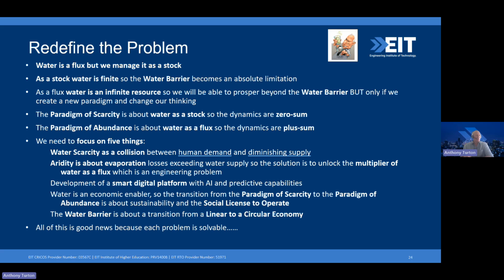And then finally, the water barrier is about a transition from a linear to a circular economy. A linear economy, where you take one unit of water, you use it, you pollute it, you discard it as waste, and you never worry about it again, to a circular economy where we go to more sustainable reduction, reuse, recycling. With the circular economy, where we go to zero liquid discharge, zero waste economies, there's a huge amount of potential in the future. And all of this is good news because each problem is solvable.